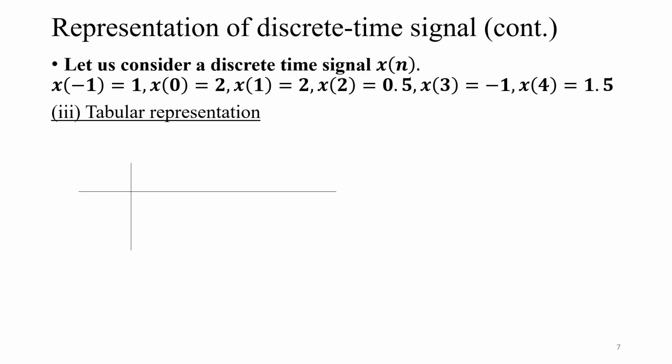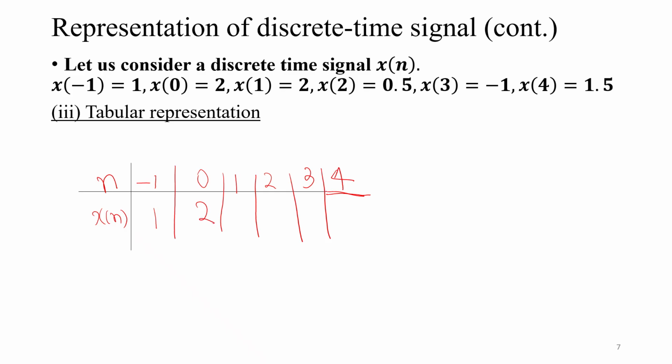Similarly, we go to the tabular representation. In the tabular representation I will write n here and x of n here. It starts from minus 1, so I write minus 1, next 0, 1, 2, 3, 4. So what is x of minus 1? It is 1, x of 0 is 2, x of 1 is 2, x of 2 is 0.5, x of 3 is minus 1, x of 4 is 1.5. I hope it is clear.